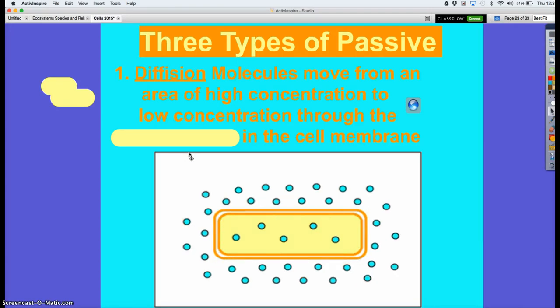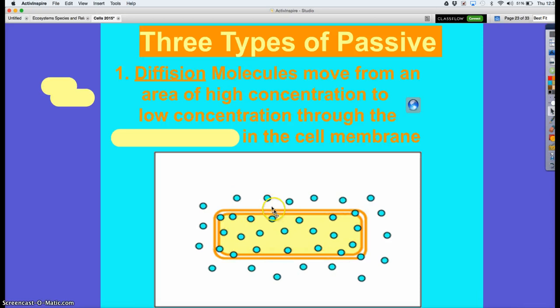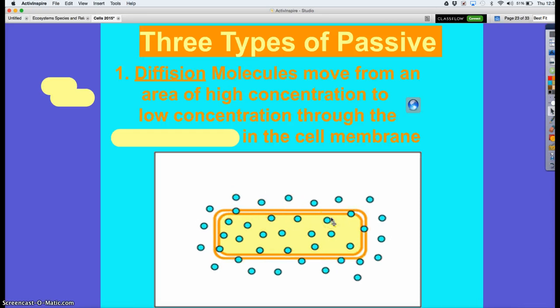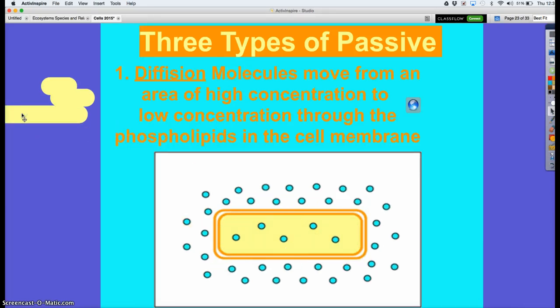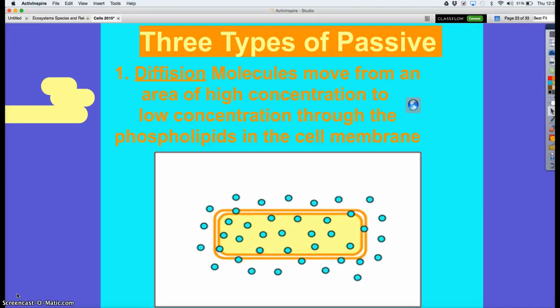Phospholipids and proteins. What's it moving through here? Do you see a protein? No, so it's the phospholipids, okay? If you see a big blob in it and it's going through the big blob, you know it's going through a protein. So it's moving through the phospholipids. That is simple diffusion. Molecules moving through the lipid layer from high to low.